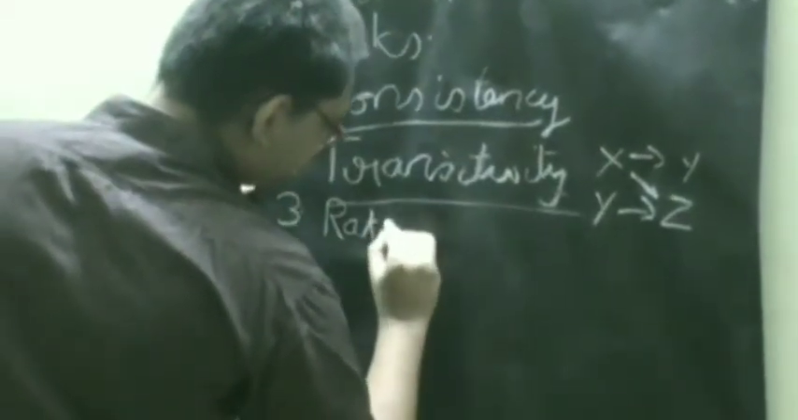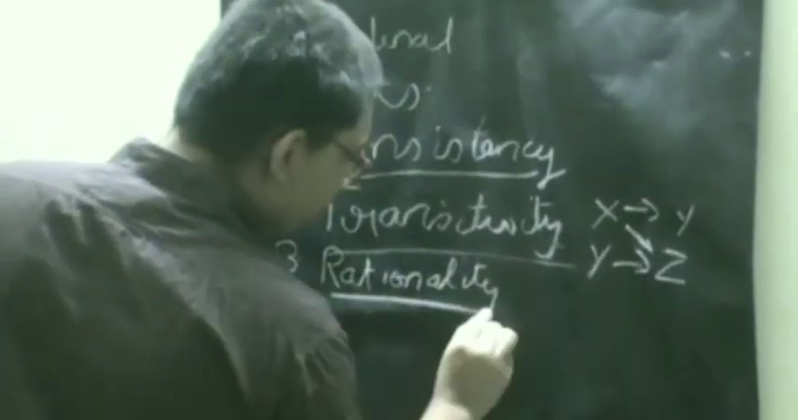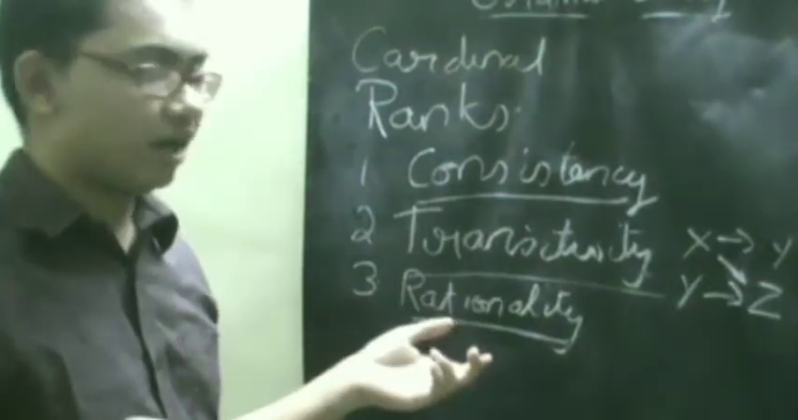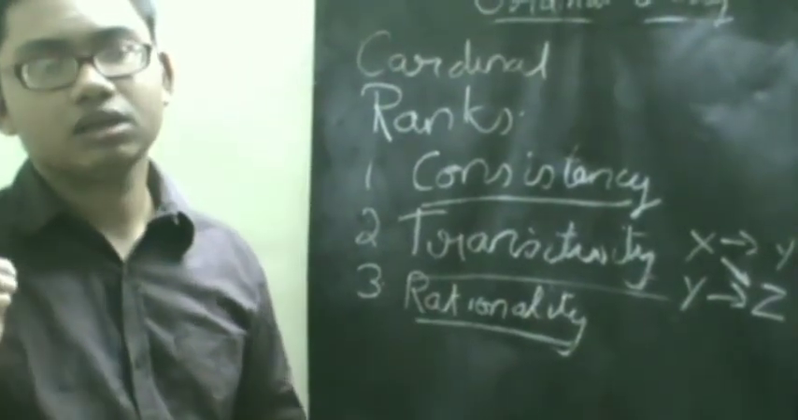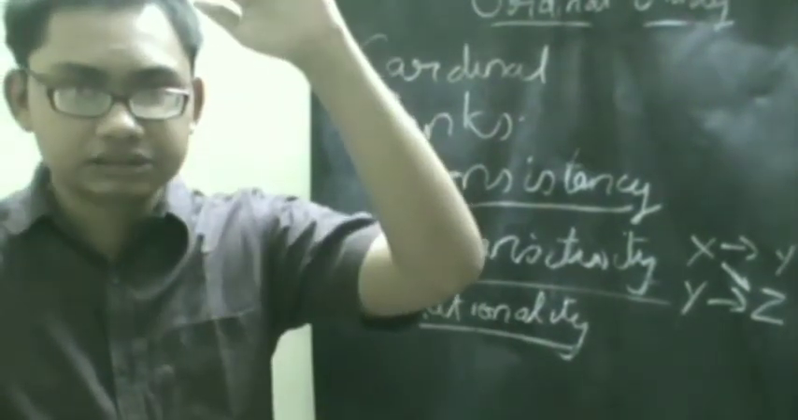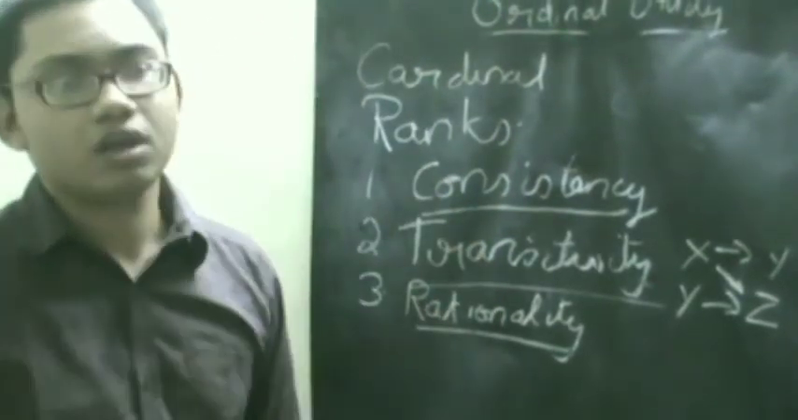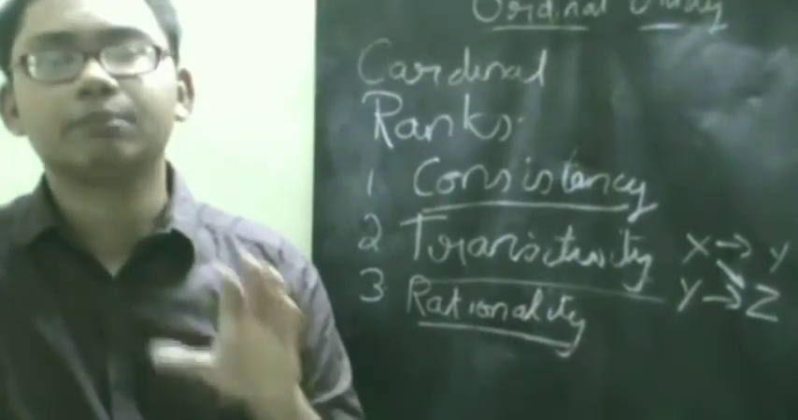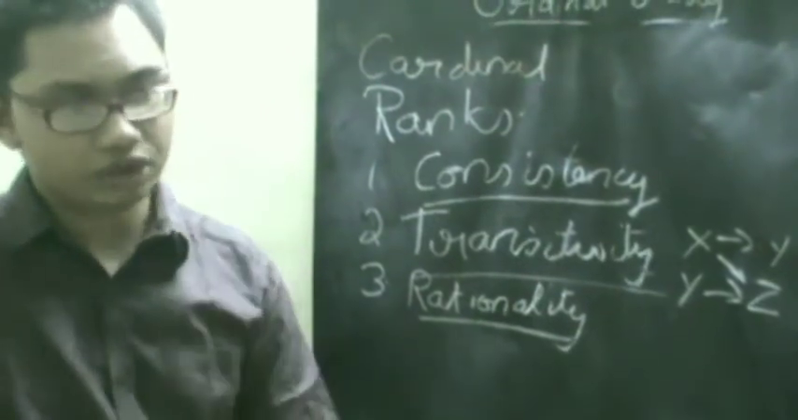Then the third thing is rationality. What does this mean? This is one of the basic assumptions of economics, so I don't think I need to tell you each time. What this assumption means is the consumer will have the tendency to maximize his satisfaction to however much he can with his money income. Given his money income, the consumer will allocate so that he has maximum satisfaction. No consumer will say, I don't want maximum satisfaction, I want only less.